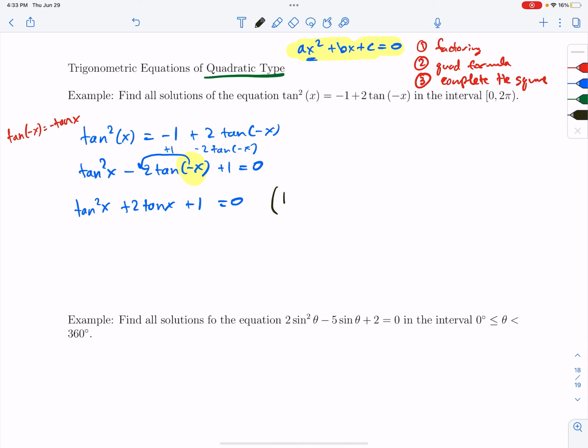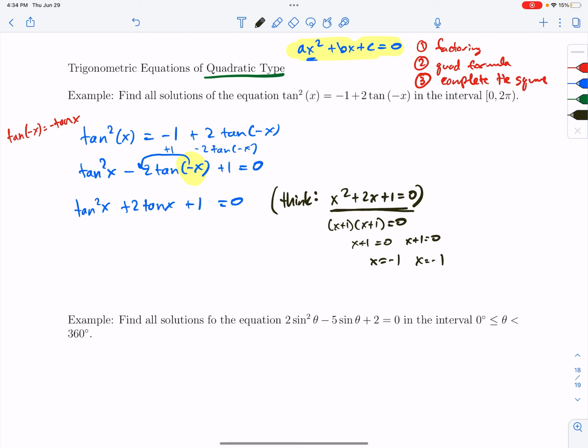Now what you want to think is that we want to think about this as a regular quadratic function. So this would be similar to x squared plus 2x plus 1 is equal to 0. So if you can solve this quadratic equation, the trig quadratic equation isn't really much different. So how I would solve the algebraic quadratic equation, I would just factor this. This is x plus 1 times x plus 1 equals 0. Set both of those equal to 0. So x would be -1 here, and it would just show up twice.